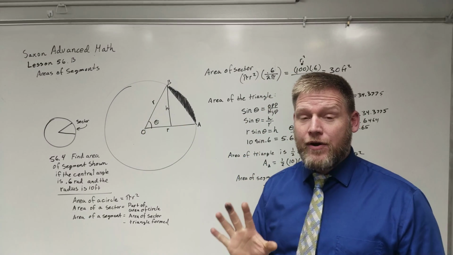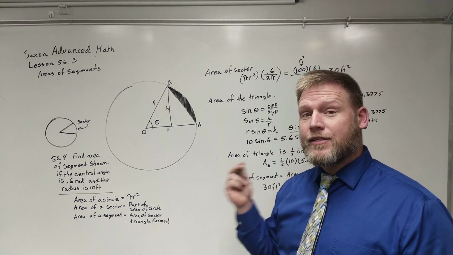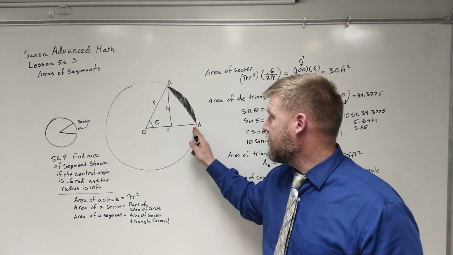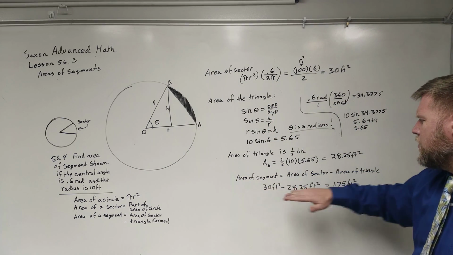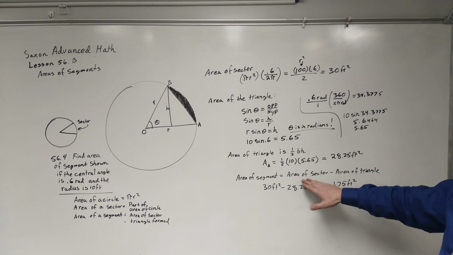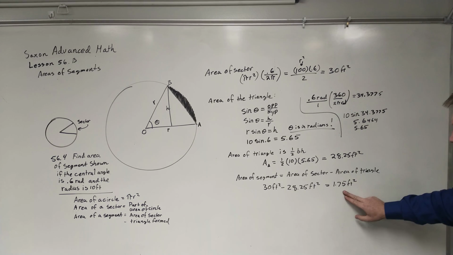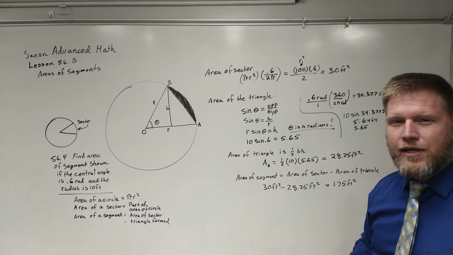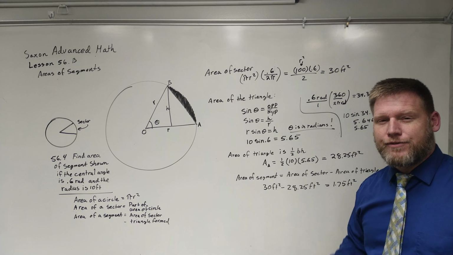Now keep in mind, if I know the area of the triangle and I know the area of the sector, I can find the area of the segment by subtracting the area of the triangle from the area of the sector. So the area of the segment equals area of the sector minus the area of the triangle. Well, I know the area of the sector was 30, and I know the area of the triangle is 28.25. When I subtract them, I end up with 1.75, and that's the area of this little segment. This is the easiest way to find areas of segments.